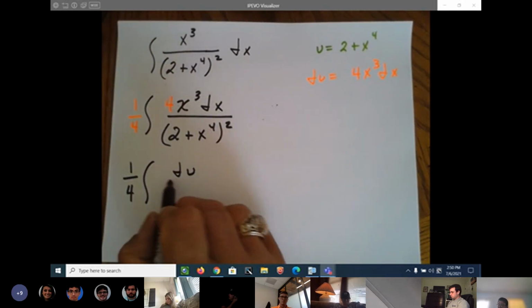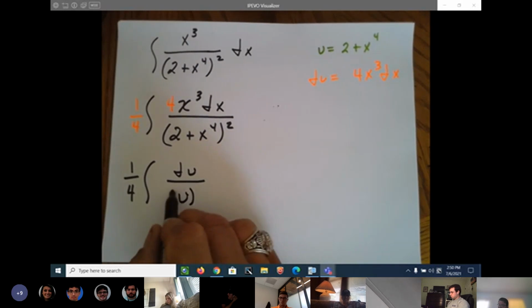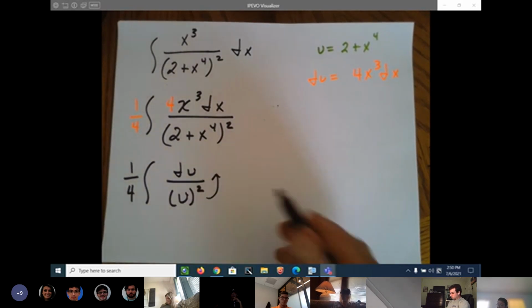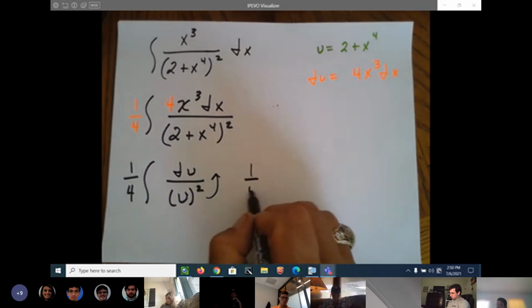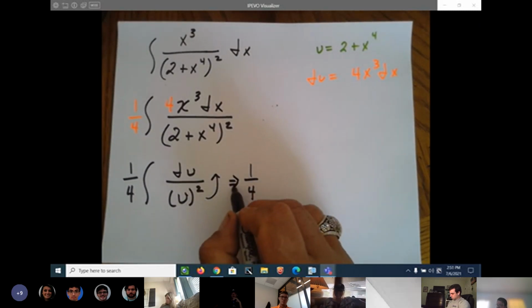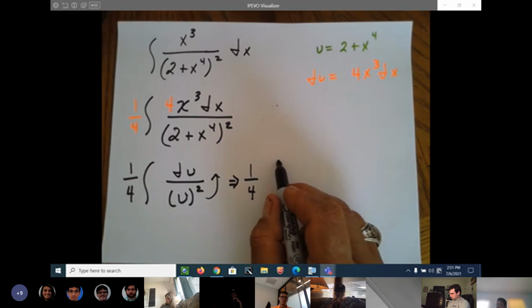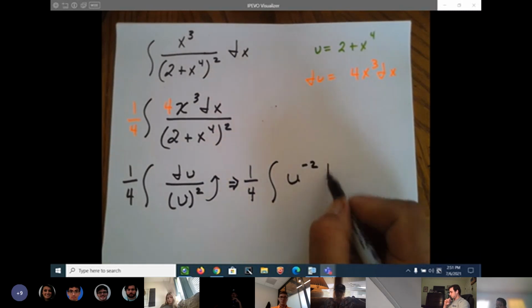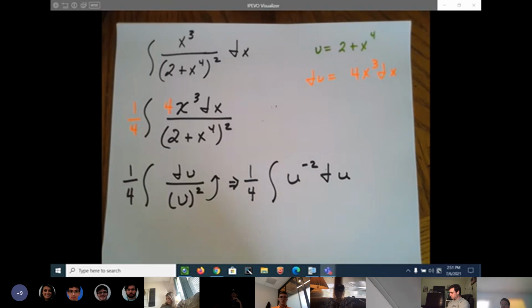Du over u to the second power. Bring that upstairs. 1/4 times the antiderivative of u to the negative 2 du. And now you should be able to finish it.